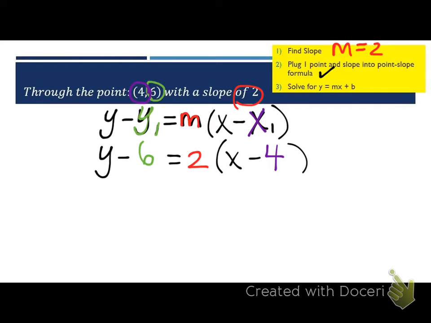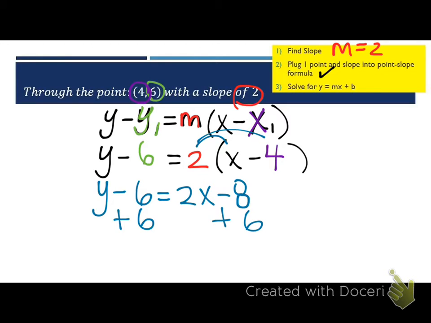So what is the first thing I need to do to solve for y equals mx plus b? Distribute. So we got y minus 6 equals 2 times x, which is 2x, 2 times negative 4, which is negative 8. And then my last step to get y by itself is to add 6. So y equals 2x minus 2.